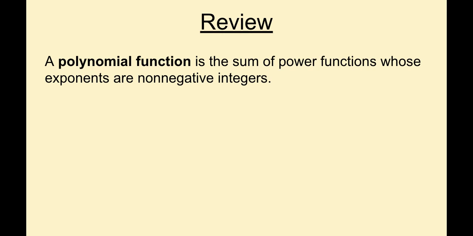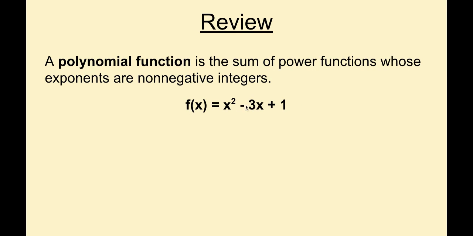Rational functions have to do with polynomials, so let's review what a polynomial is. A polynomial is just a sum of power functions whose powers are non-negative integers. That just means positive whole numbers and zero. Zero is a non-negative integer. So things like x squared minus 3x plus 1. The square is a positive integer, x to the power of 1 is a positive integer, and then this is really x to the 0 power, which is a non-negative integer.